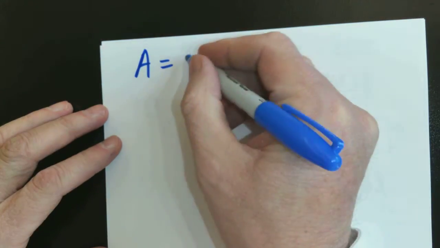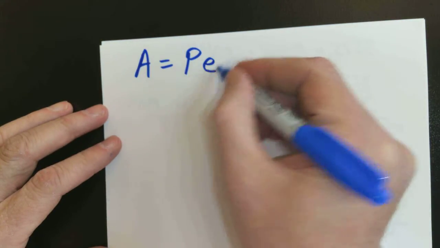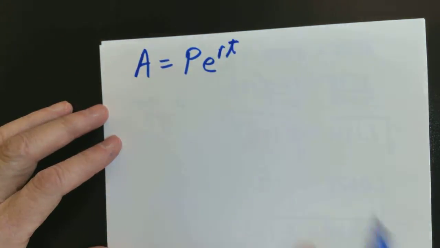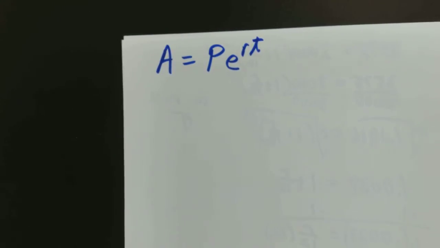I'll write that down again. A equals Pe to the rt. I feel like Sesame Street. A equals Pe to the rt. Okay. All right. Sorry.